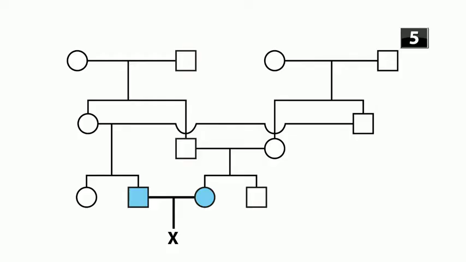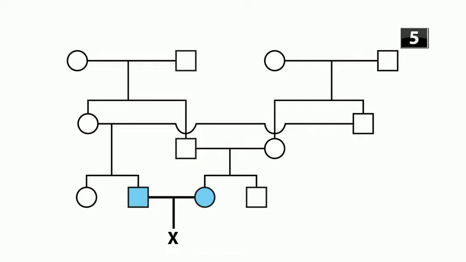Let's look at number 5. We start out at the top with 2 unrelated families, and 2 sets of siblings marry each other. Now that's unusual, but there's no funny business going on. But then, in that 3rd generation, these kids are first cousins, and they're coming together and having kids. So this is our hillbilly pedigree. This is called consanguinity. But the question is asking, what's the likelihood that child X will have the genetic mutation?